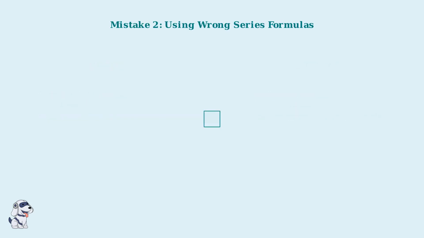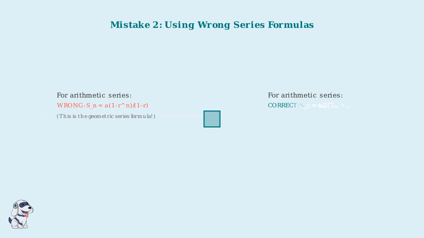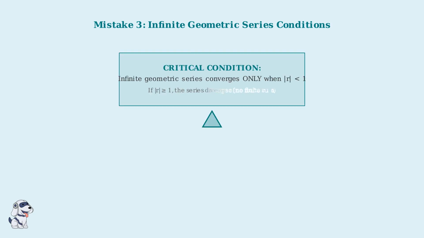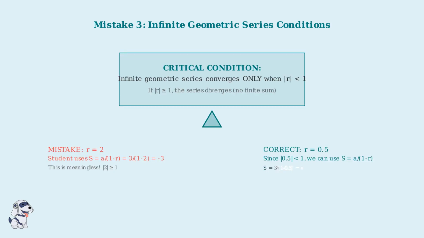Another frequent mistake is using the wrong formula for series. Students sometimes use the geometric series formula when they need the arithmetic series formula, or vice versa. Always identify the sequence type first. A critical mistake with infinite geometric series is ignoring the convergence condition. The series only has a finite sum when the absolute value of the common ratio is less than 1. If this condition isn't met, the formula doesn't apply.